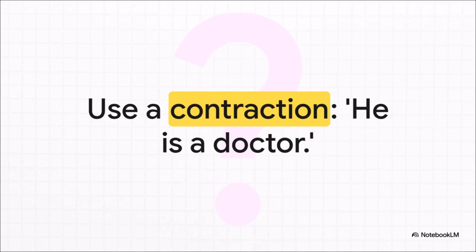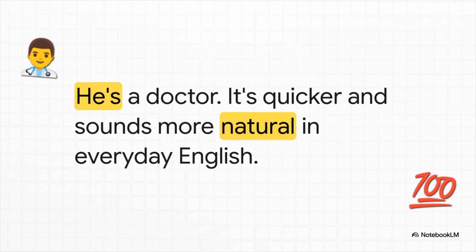And the last one. Let's just practice those shortcuts one more time. How would you shorten the sentence, he is a doctor? Exactly. He's a doctor. It's quicker, it sounds more natural, and it's what you're going to hear in everyday English.